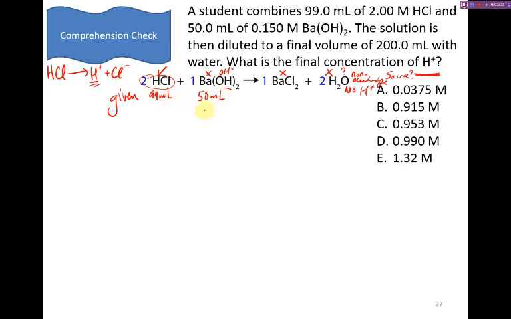milliliters of the barium hydroxide. The concentration of the hydrochloric acid is 2 molar and 0.15 molar for barium hydroxide. To find the initial moles of hydrochloric acid, that's 99 milliliters. And let's actually just convert that directly into liters. So 99 times 10 to the minus 3 liters times 2 moles per liter. And that's equal to 0.198 moles of HCl.